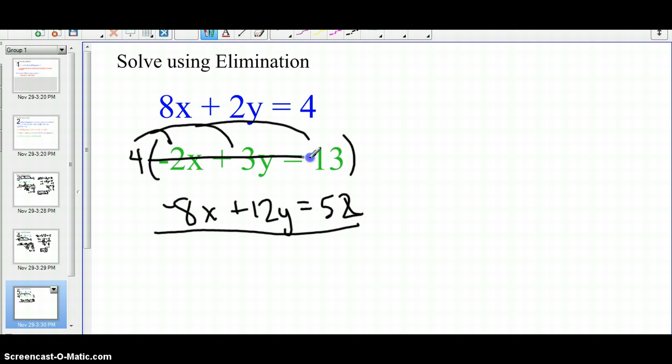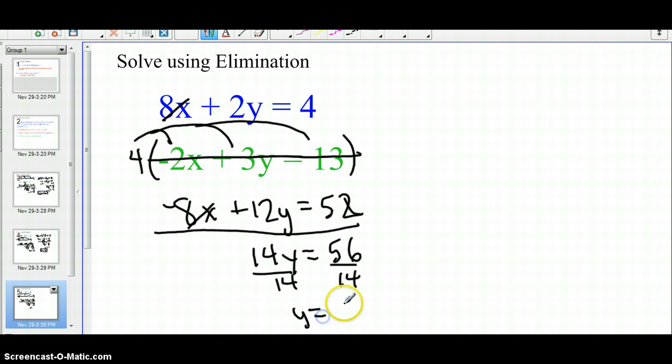So I'm done with that second equation. Combine my x's, those cancel out. Combine my y's, so I have 14y equals 56. Divide each side by 14. So y equals 4.